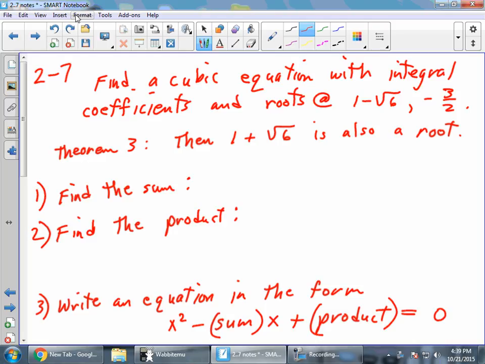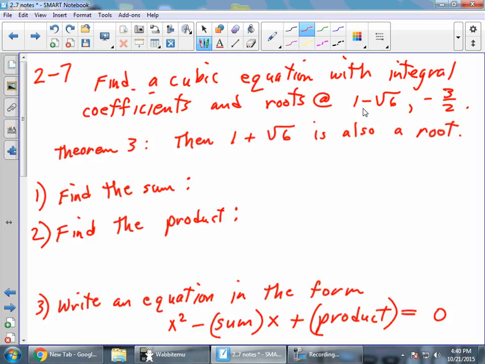So here we go. If we're given 1 minus root 6 and negative 3 halves as roots, we want to write a cubic equation with integral coefficients. Integral coefficients sounds like a big word, but it just means that the number you multiply times your A term will be an integer, or times your B term will be an integer. So, not a big deal. We're given the roots 1 minus the square root of 6 and negative 3 halves.